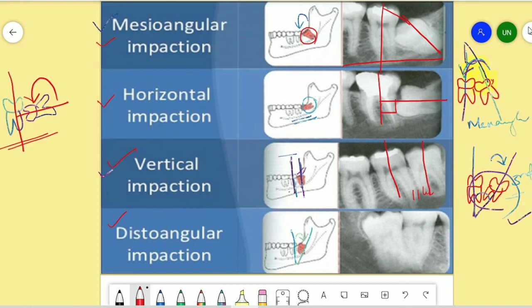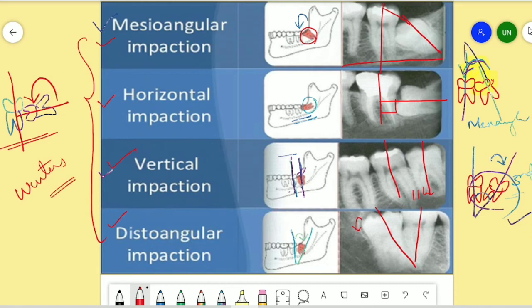Okay, and here this is the long axis of the second molar. This is the long axis of the third molar. This is formed due to the distal tilt of the third molar. Hence, this is nothing but the distoangular impaction. This classification is called Winter's classification.